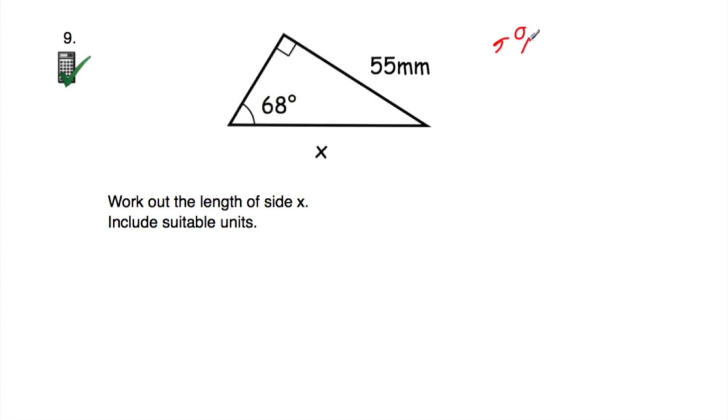So 2 old angels skipped over heaven carrying a harp. And let's label the sides. Opposite the right angle is the hypotenuse. Opposite the angle we've been given in the question is the opposite, and the side that's left, this side, would be the adjacent.